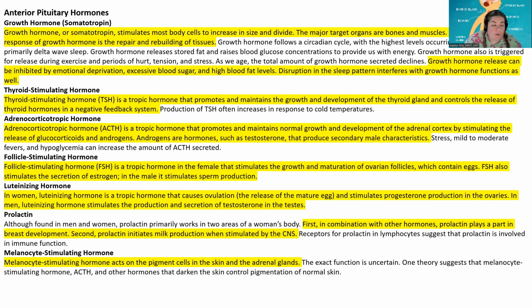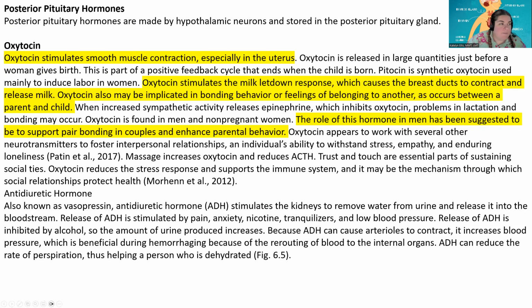Melanocyte stimulating hormone acts on the pigment cells in the skin and adrenal glands. There's not a whole lot of research about these, but we do believe that these have something to do with skin darkening, as in tanning.